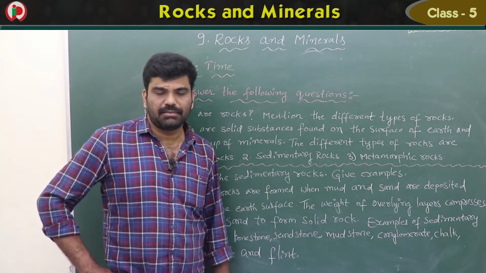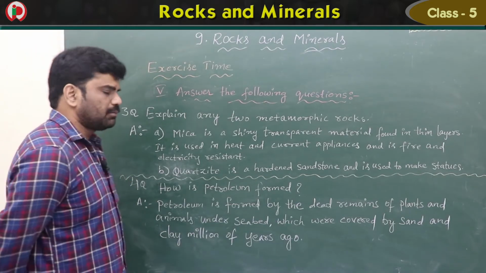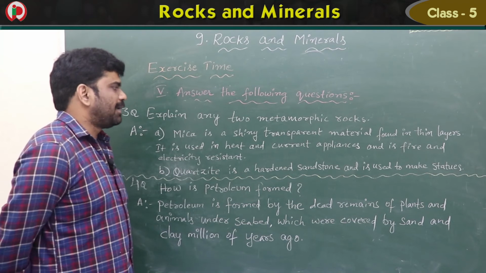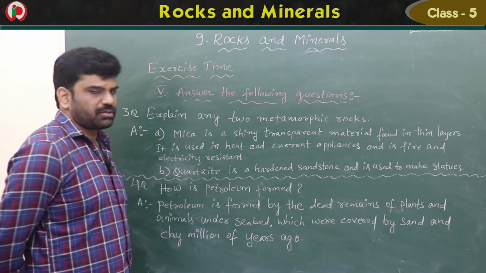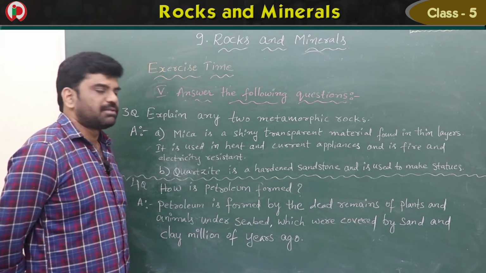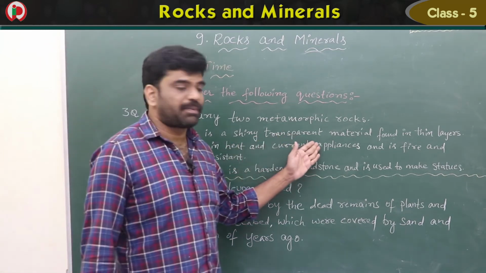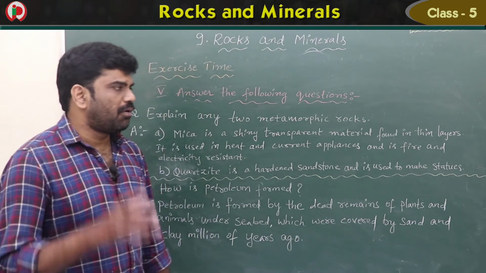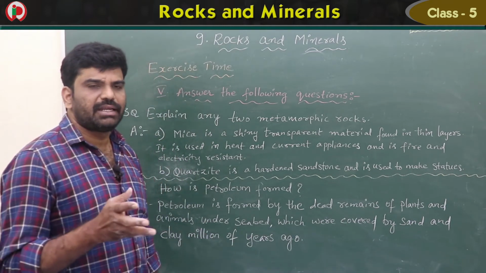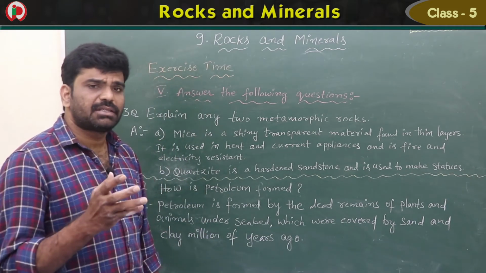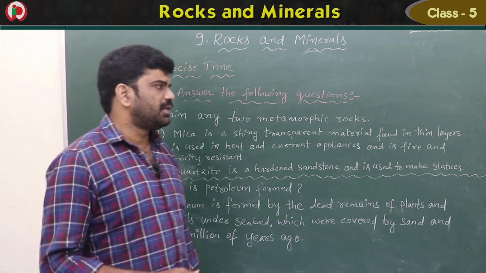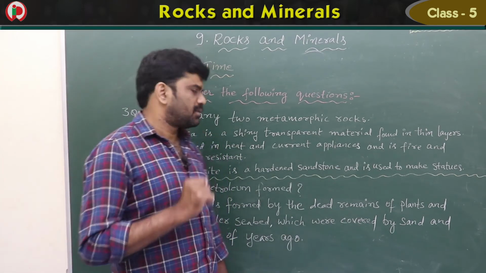Children, now see the third question. Explain any two metamorphic rocks. First one is mica, second one is quartzite. Mica is a shiny transparent material found in thin layers. So it is very shiny and transparent. Transparent means the light can pass through easily, and it is found in thin layers.